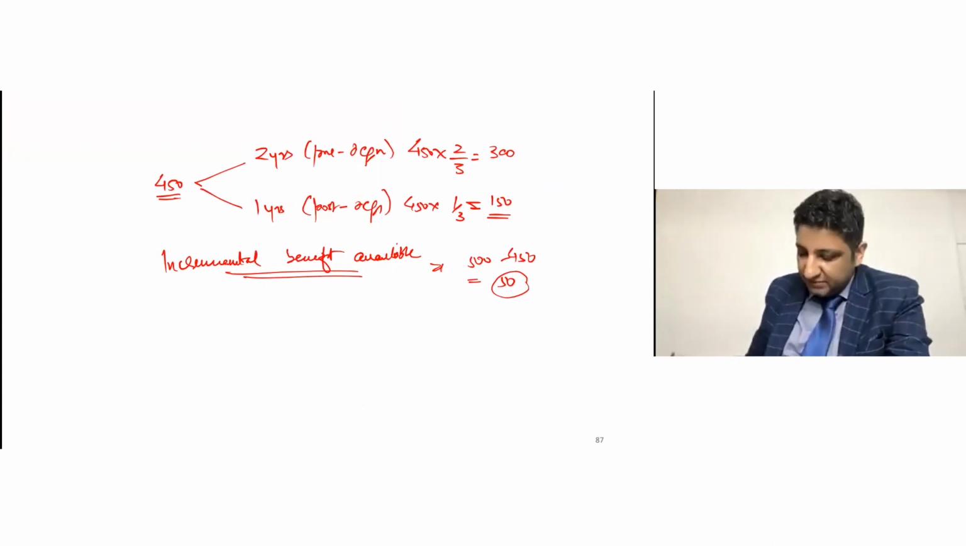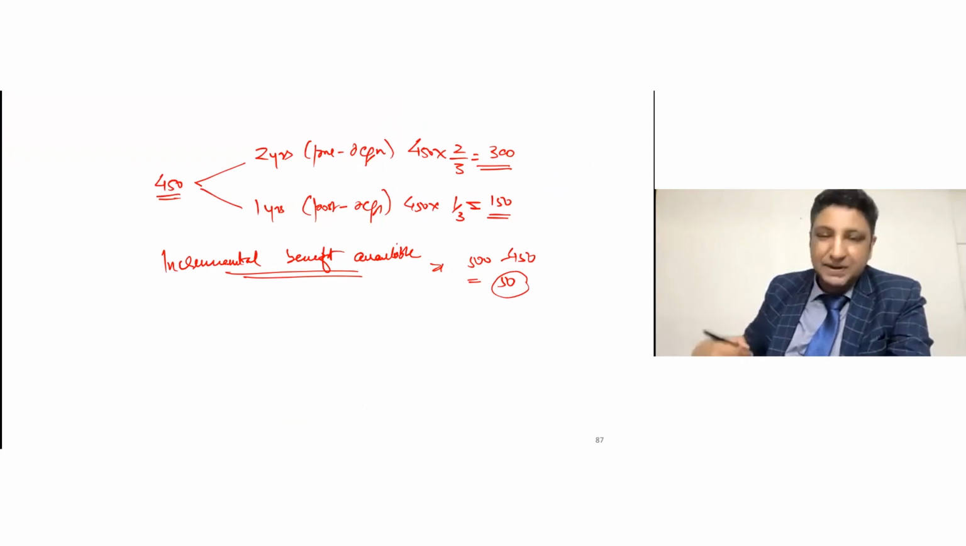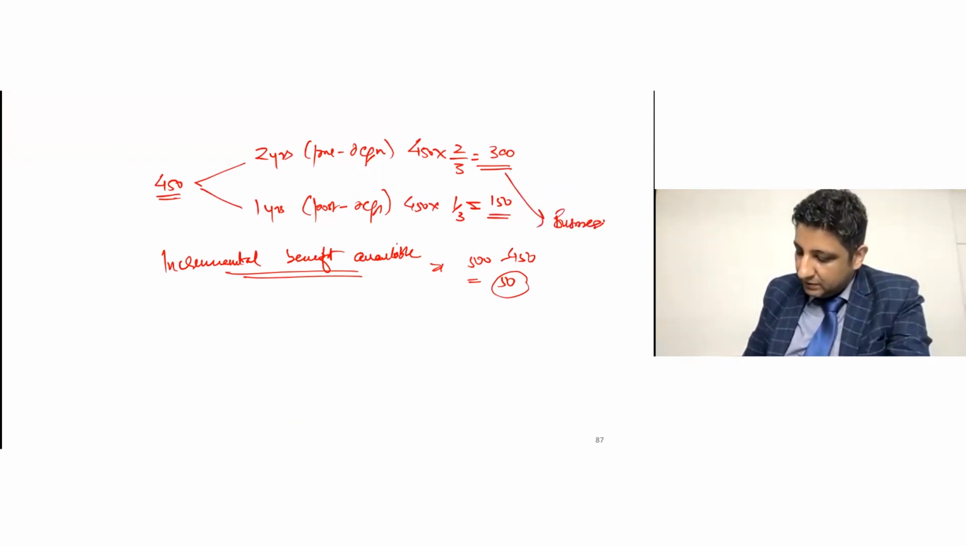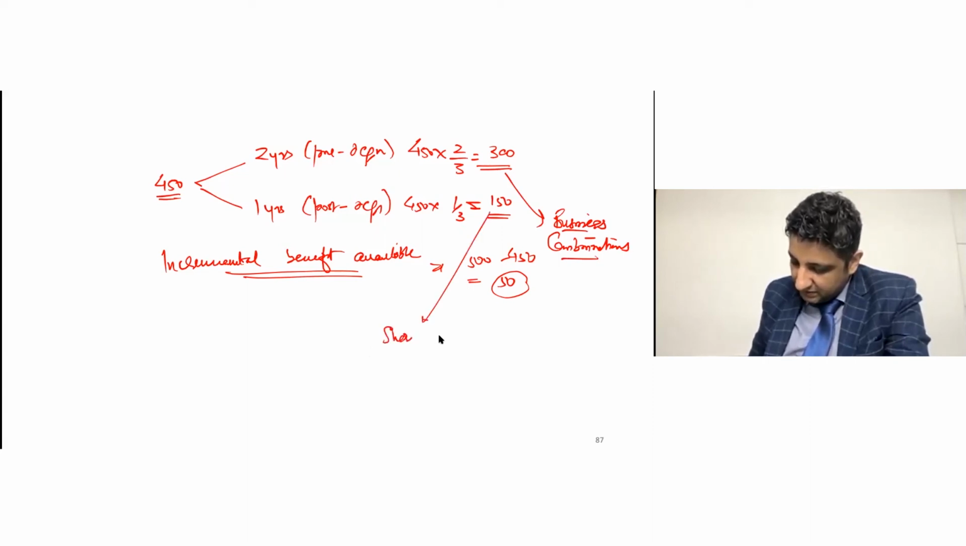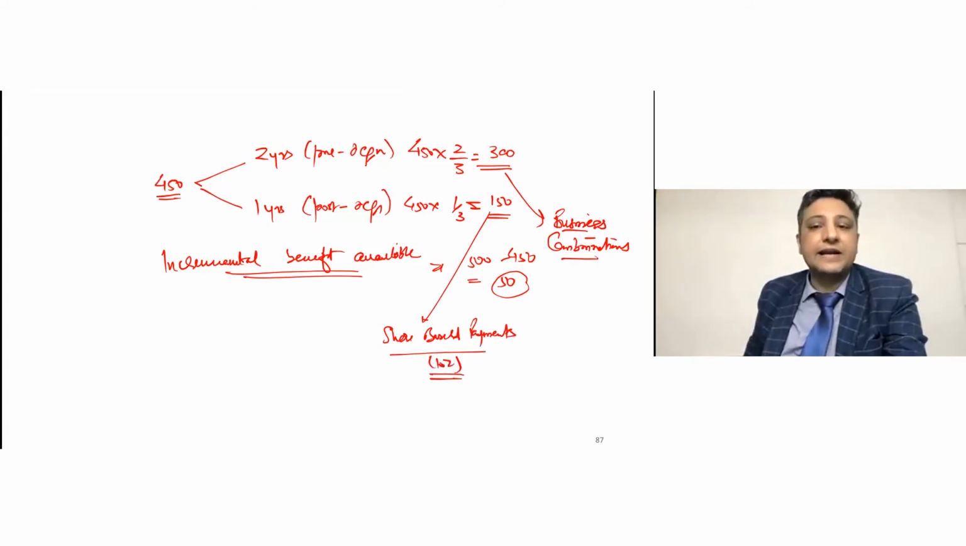Essentially what we are saying is that this 300, which is a pre-acquisition benefit, would be measured under the accounting for business combinations because there is an acquisition, of course. And as far as the share-based payment is concerned, the accounting shall be done for the remaining 150. So this is covered under Ind AS 102.